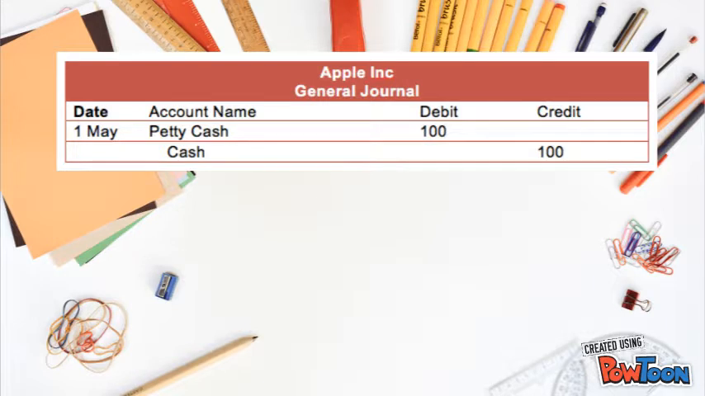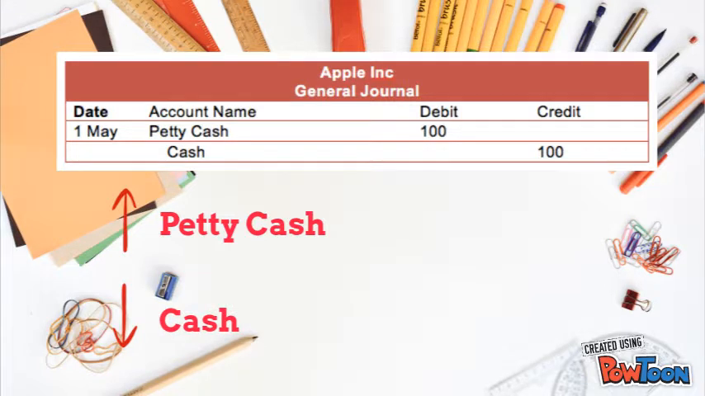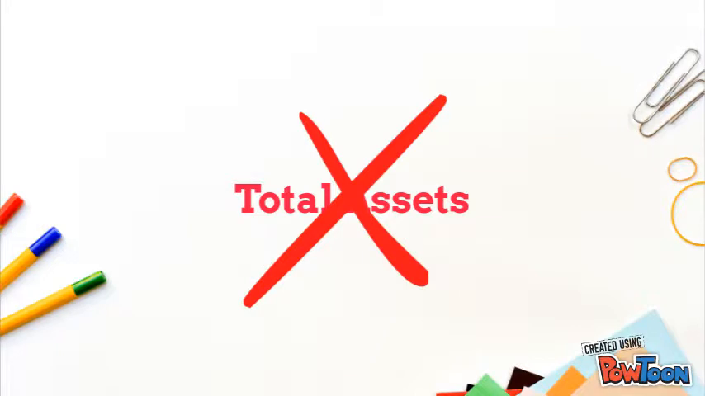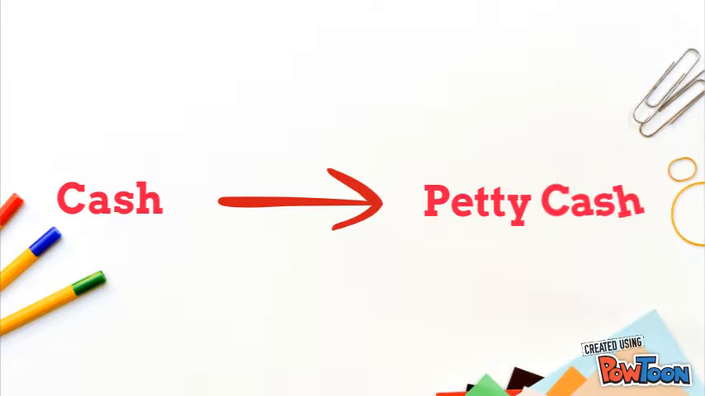On this day, Apple would record a $100 debit on the petty cash account, increasing assets, and the corresponding $100 credit on the cash account, decreasing assets. This means that there is no change in total assets, as cash has not been dispersed outside the company, but rather has been converted from a cash asset to a petty cash asset.